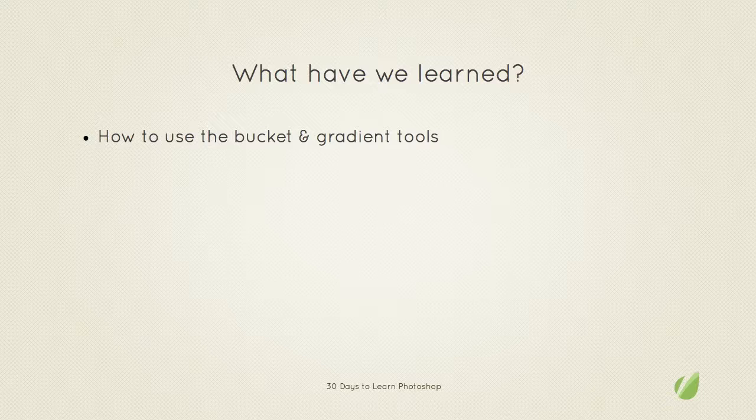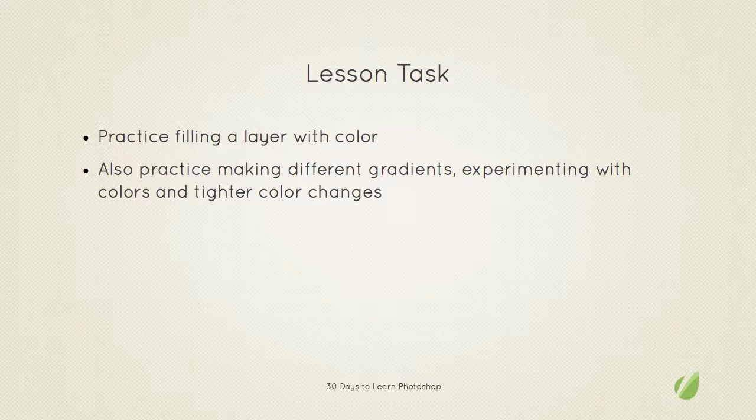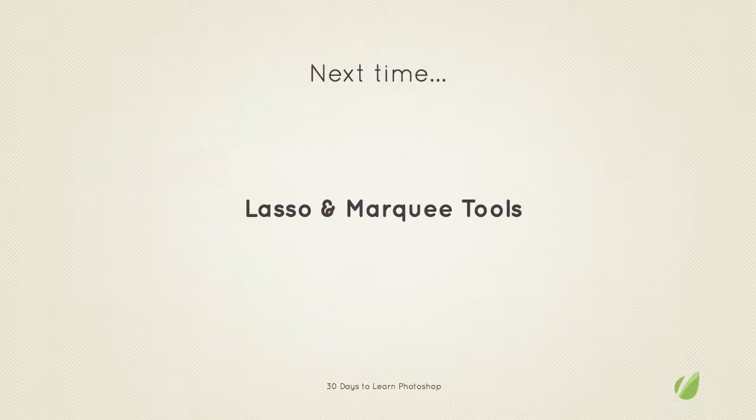What are we learning in today's lesson? Well, we've considered how to use the bucket and gradient tools, looked at all the basics of those and all the different settings and options we have. So your task for this lesson is to practice filling a layer with colour using the bucket tool, and do that by doing a mass colour application. Also practice on a photograph, just adding in colours where you want to, and then also practice making different gradients, experimenting with colours and tighter colour changes.